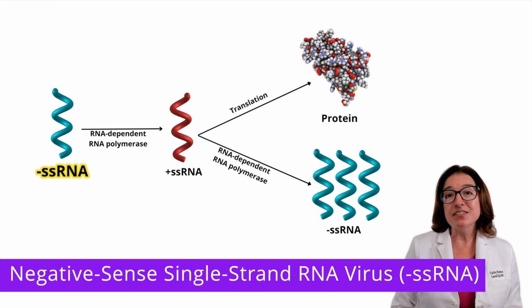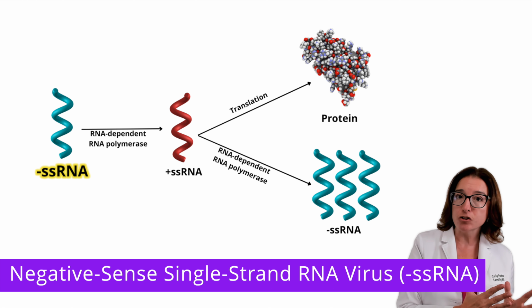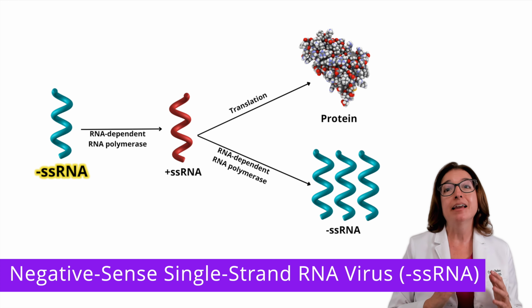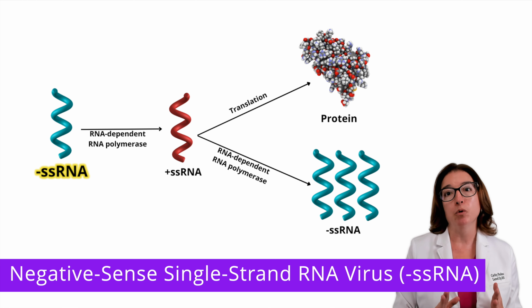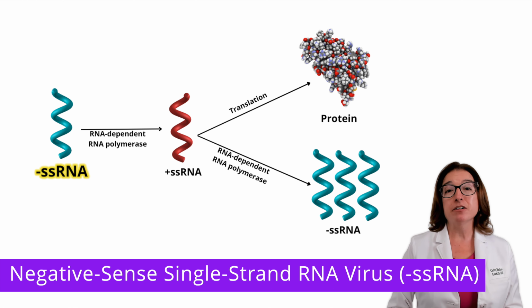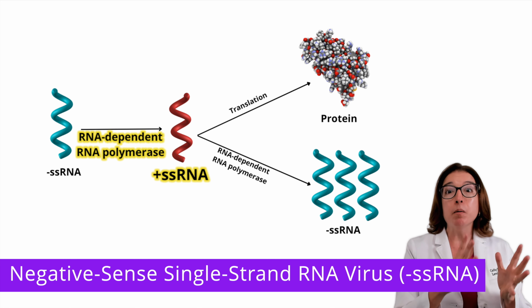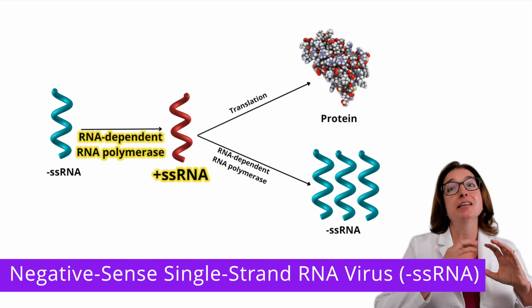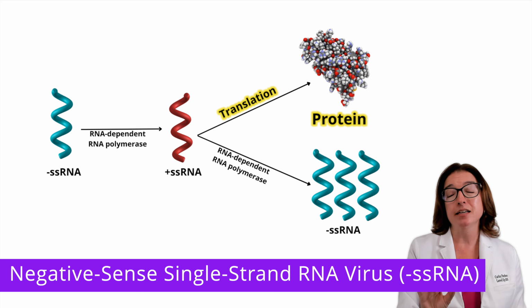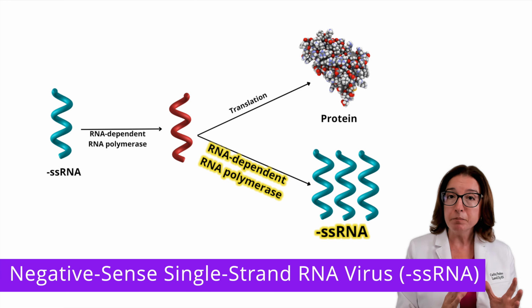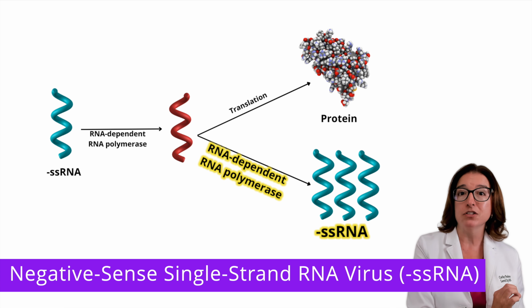Next, we have a negative sense single-strand RNA virus, which is referred to as an antisense strand or negative strand. So unlike the positive strand that we just talked about, this negative strand cannot be used to directly make viral proteins. Instead, the virus needs to use its enzyme, RDRP, to synthesize a complementary positive strand. And then this positive strand can be translated to make viral proteins. And that positive strand is also used as a template to synthesize more negative strands.